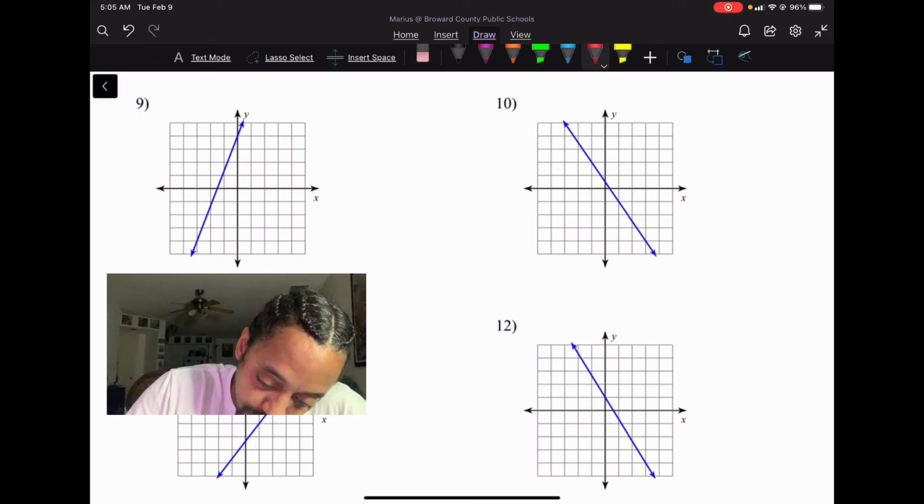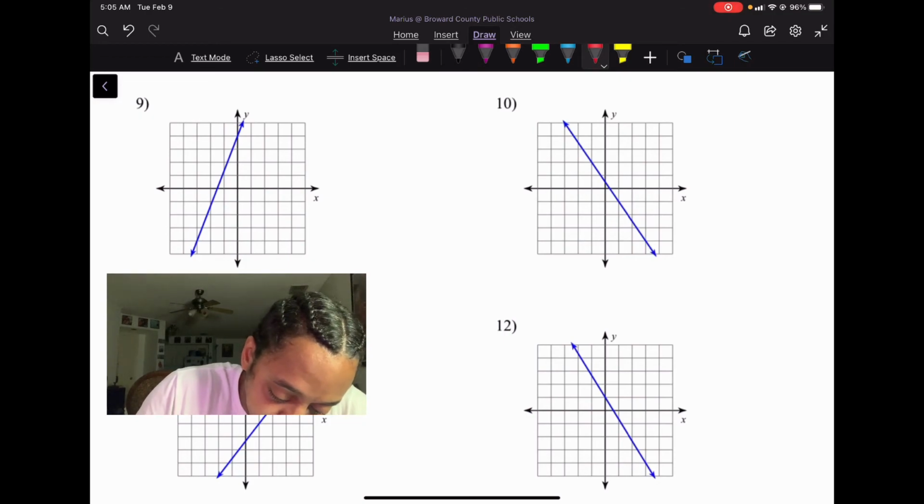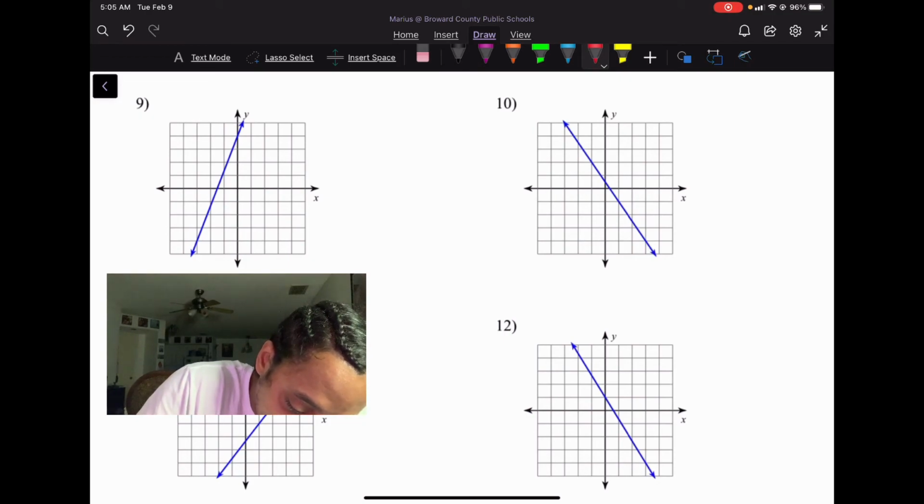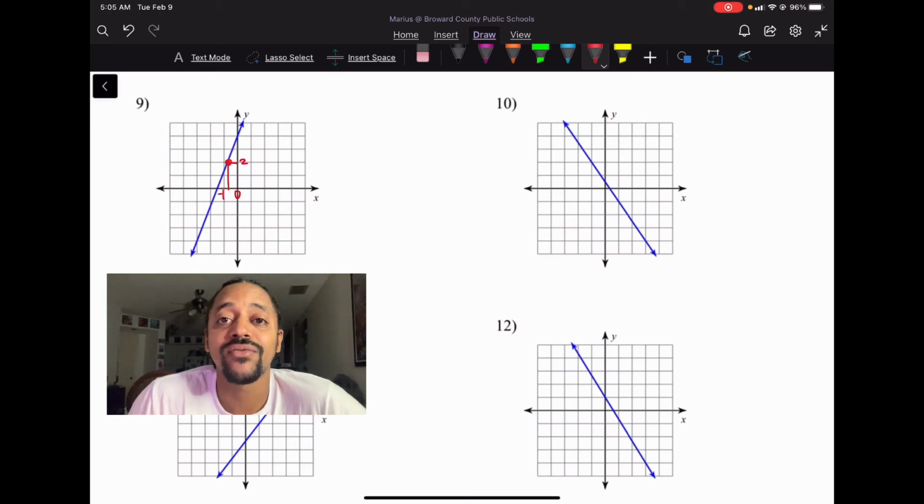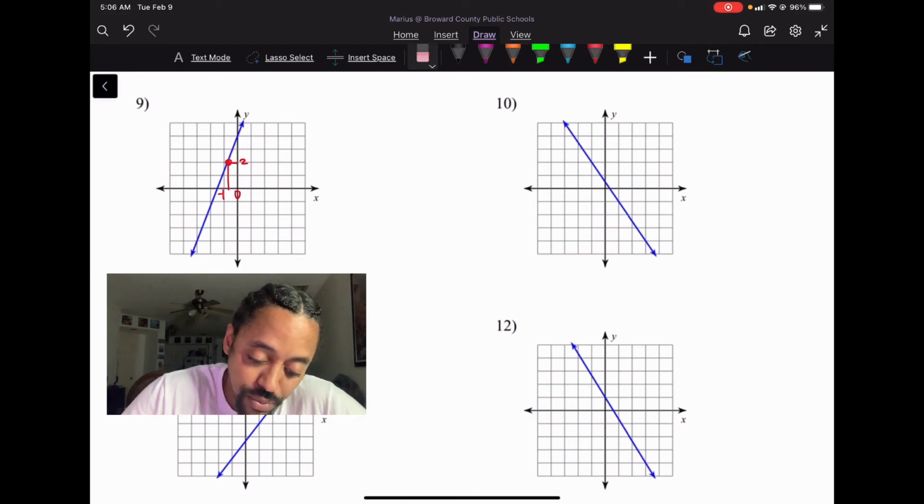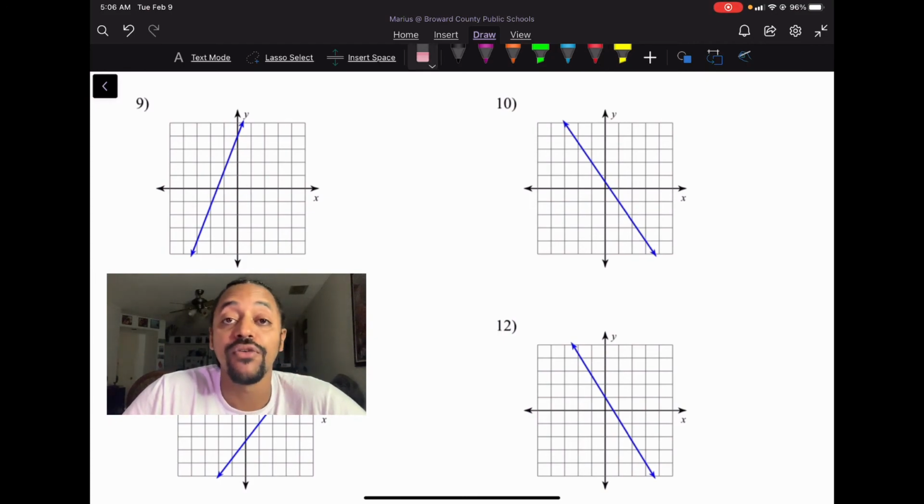Taking a look at number 9, for example, if I use this point right here, I know that the y is positive 2, but if I go straight down, I don't know what the x is. This is 0 and that's negative 1. That x term would be between 0 and negative 1, but that's not an exact number. So I don't want to use that point on the line. We want to use points on the line where we can identify both the x and the y term.